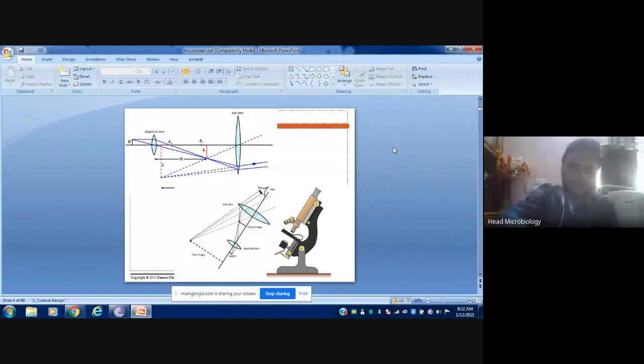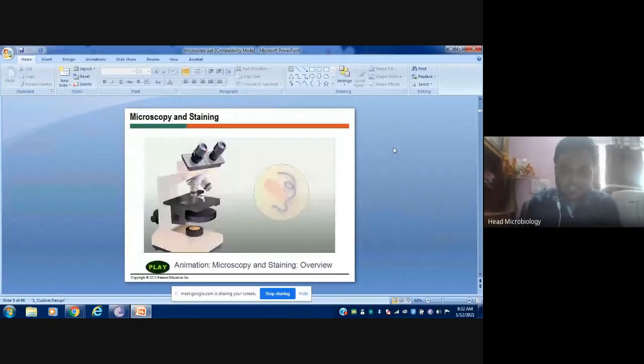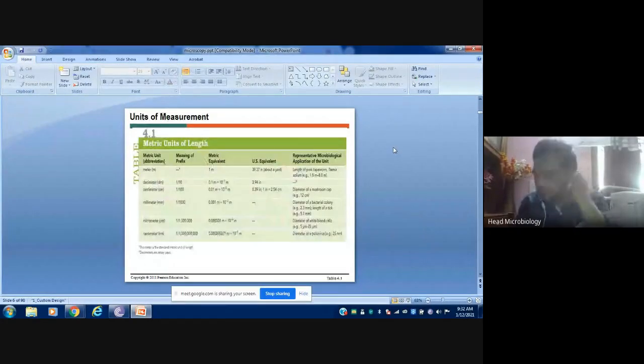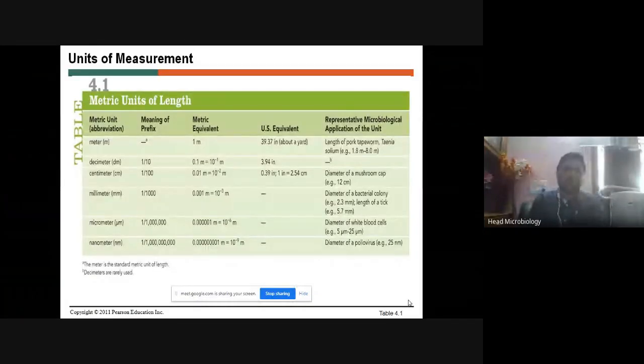So this is how we see through the microscope. Just hold on for the abbreviations; that is also there in the slide. Let me do something about microscopy first. Before going to microscopy, there are some distances and parameters that you should be aware of.